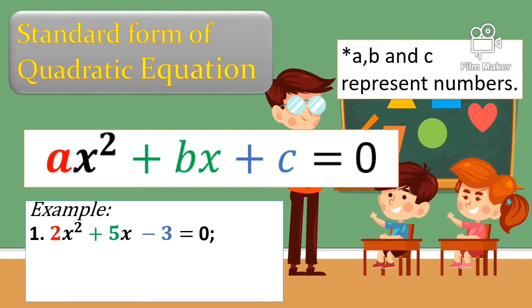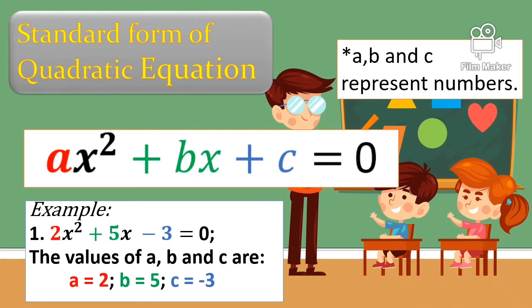1. 2x squared plus 5x minus 3 equals 0. The values of a, b, and c are: a is equal to 2, b is equal to 5, c is equal to negative 3. Clear colors indicate their respective values.